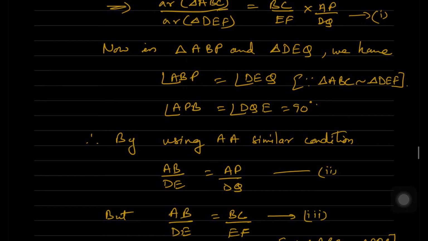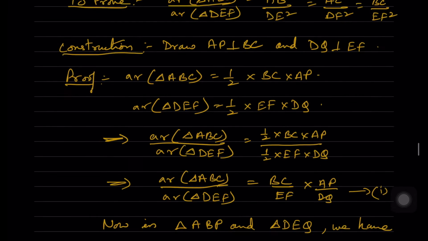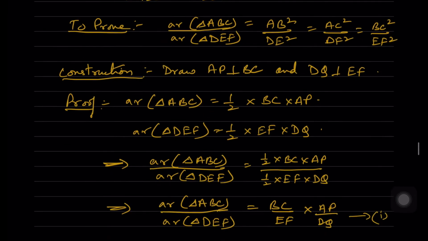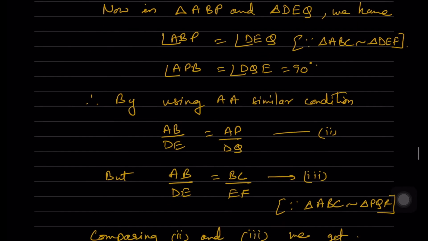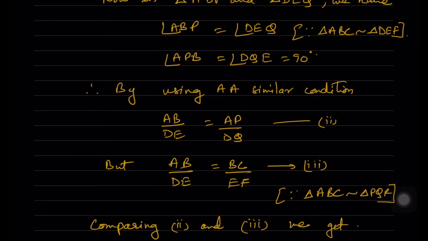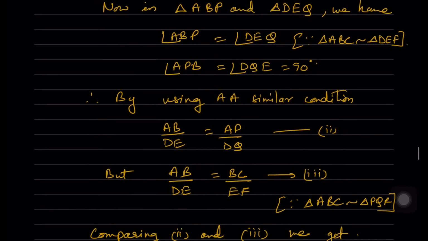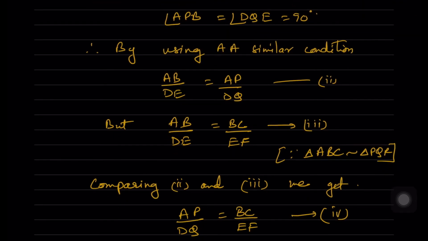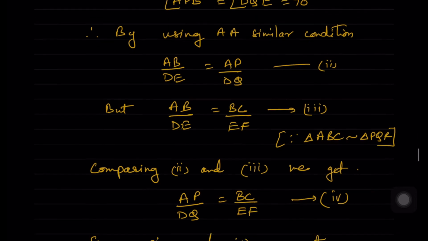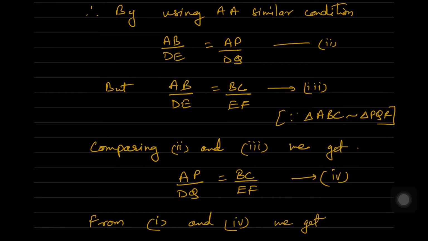Therefore, by using the similarity condition, AB by DE is equal to AP by DQ. This is the second equation which we have now. But AB by DE is also equal to BC by EF. This is also there, since triangle ABC is similar to triangle DEF, that is given to us. So therefore AB by DE is also equal to BC by EF. So comparing 2 and 3, we get AP by DQ is equal to BC by EF, which is the fourth equation.